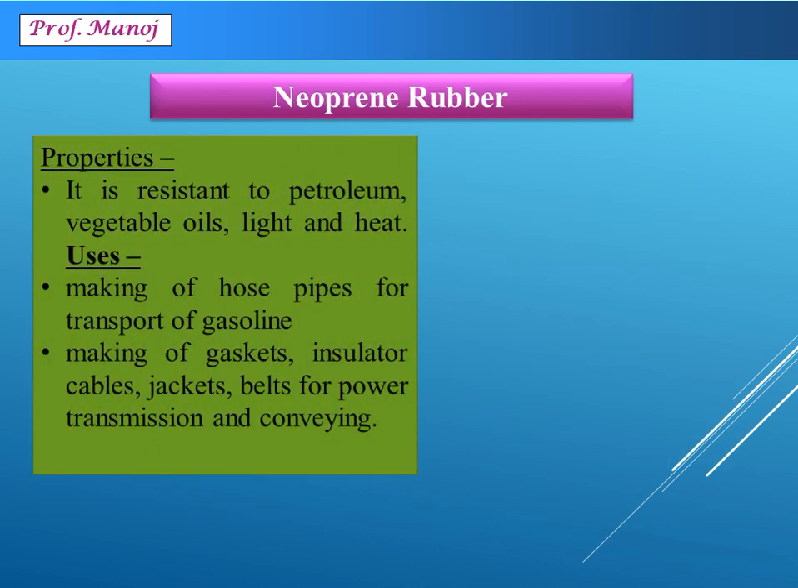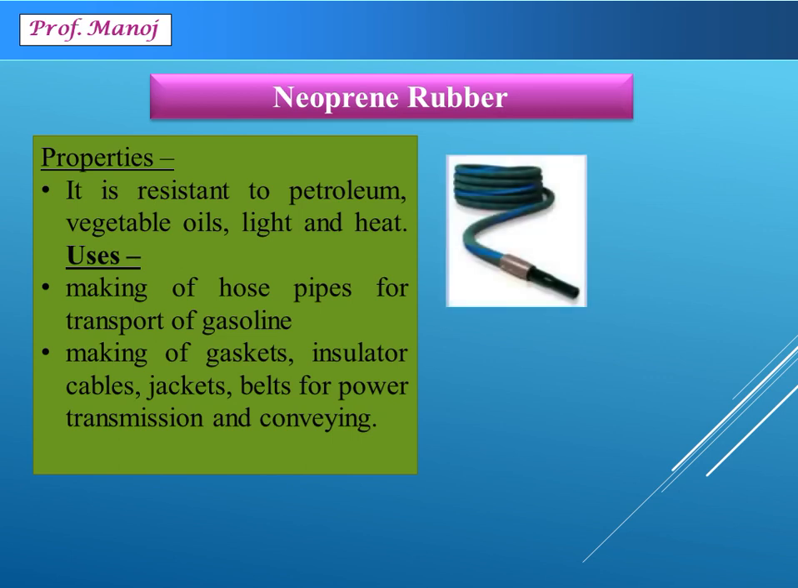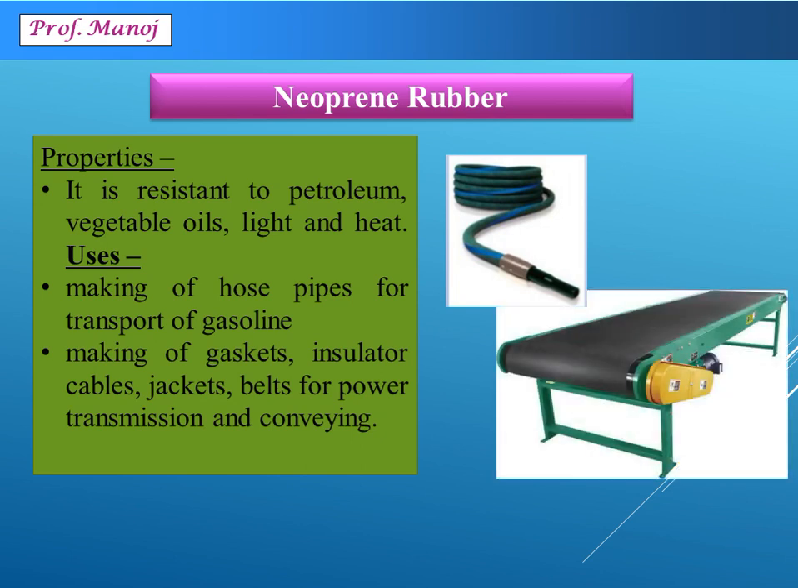Neoprene rubber is again resistant to petroleum, vegetable oils, light and heat. Neoprene is used in making hose pipes for the transfer of gasoline, in making gaskets, insulator cables, jackets, and different belts like power transmission and conveyor belts.